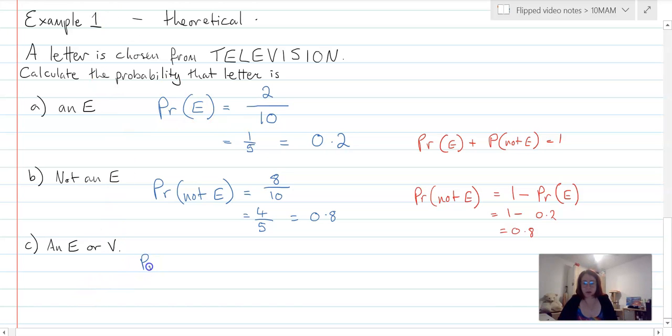Finally, our probability that something is an E or a V. Again, we know it's going to be out of 10. How many E's and V's are there? 1, 2, 3. 3 out of 10. So that's going to be a probability of 0.3.